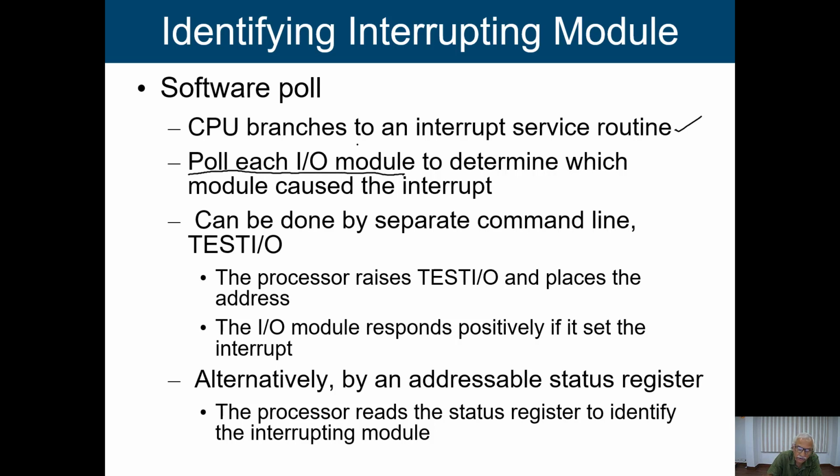So that's why it is called software poll. We have a software routine, which is going to execute this particular software routine. We can say this is the interrupt service routine. Now, how this can be done is by a separate command line called test IO.